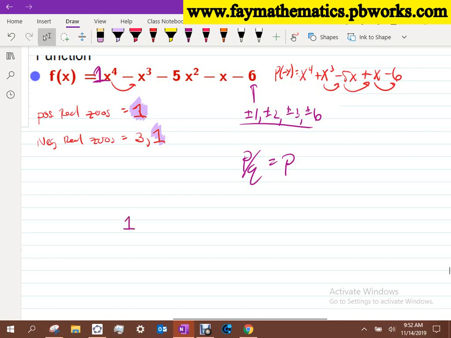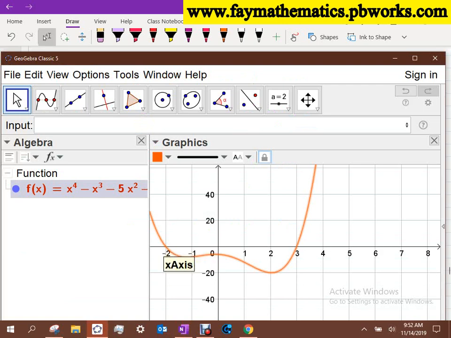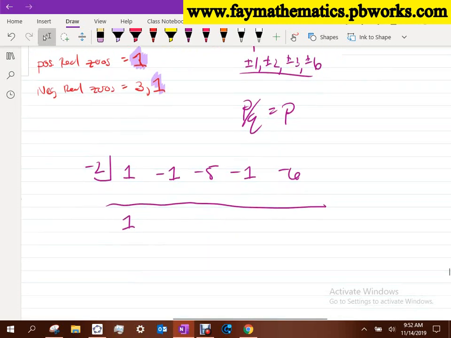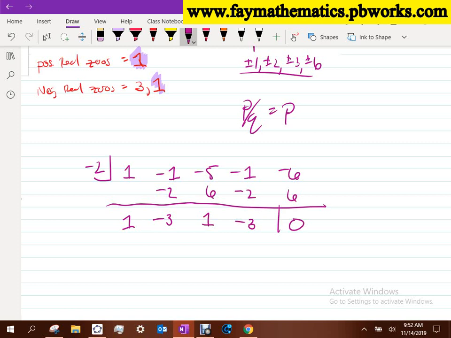If I do synthetic division, we have 1, -1, -5, -1, and -6. And we know, looking at the graph again, that -2 is going to work, right? So I'm going to use synthetic division with -2. And this should model why we can't just use our calculator and circumvent the entire synthetic division process. When I bring down that 1, multiply, I get -2, so it gives me -3, that gives me 6, 1, -2, -3, +6, that should make sense, right?